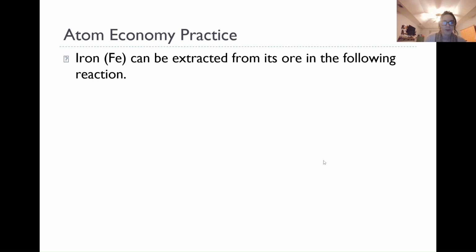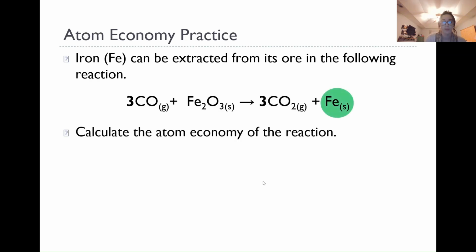Here's another practice problem where you can extract iron from its ore using the following reaction. You add carbon monoxide gas to iron 3 oxide to produce carbon dioxide gas and iron. So this type of reaction is actually a redox reaction to extract the iron from the iron oxide. So you can calculate the atom economy by dividing the molar mass of the iron by the molar mass of the reactants. Of course, don't forget to multiply the carbon monoxide by 3.